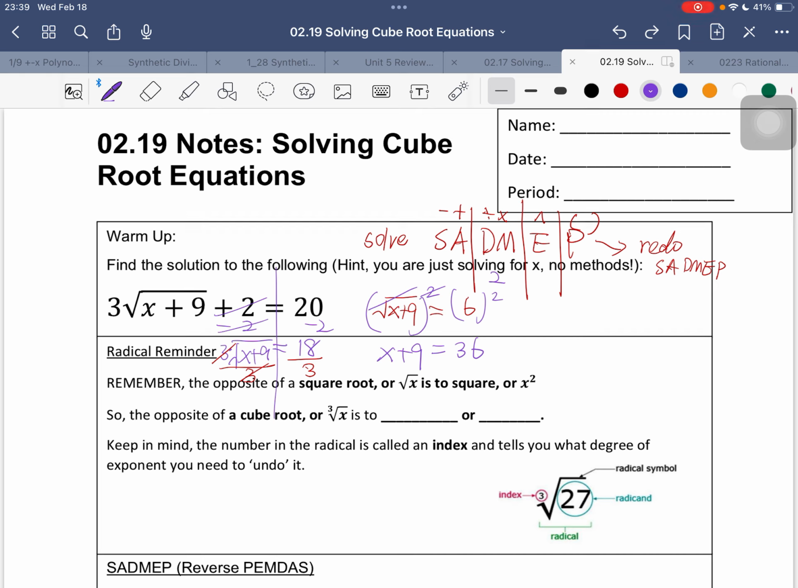Okay, now we are redoing the SAMDEP again because I am dealing with the parentheses. Or you can think, I need to leave the x by itself. How do I leave it by itself? I need to subtract 9 on both sides. Positive 9 and minus 9 cancel out. 36 minus 9 is 27, so x equals 27 is the answer.